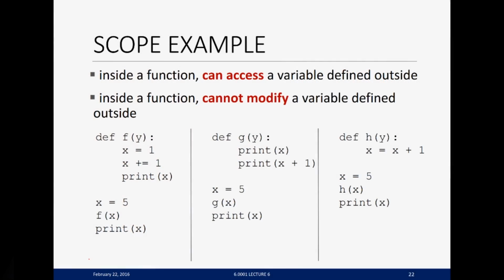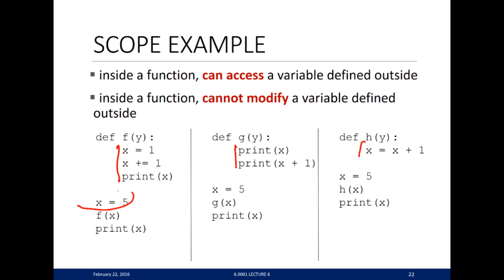So I've defined f of x to set x equal to 1, add 1 to x, and then print out the value of x. I've defined g to simply say print x, and then print x plus 1. And I've defined h to have a body that says simply increment x by 1. And I want to think about what do those things actually do. Well, let's look at each of those examples.